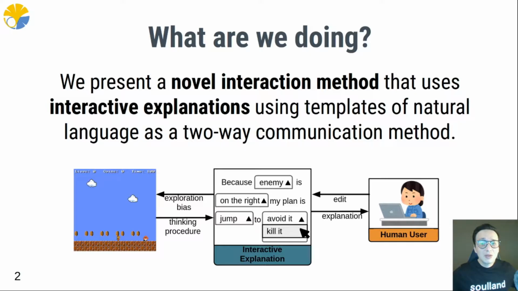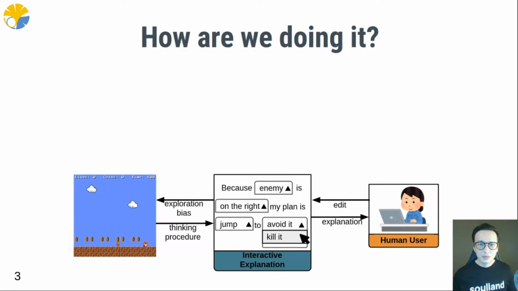What we present is a novel interaction method that uses interactive explanations using templates of natural language as a two-way communication method. Like in this example, one way of communication is from the bot to the user through this type of explanations with drop-down menus that users can adapt or modify to provide feedback to the bot to try to fix bugs or personalize its behavior.